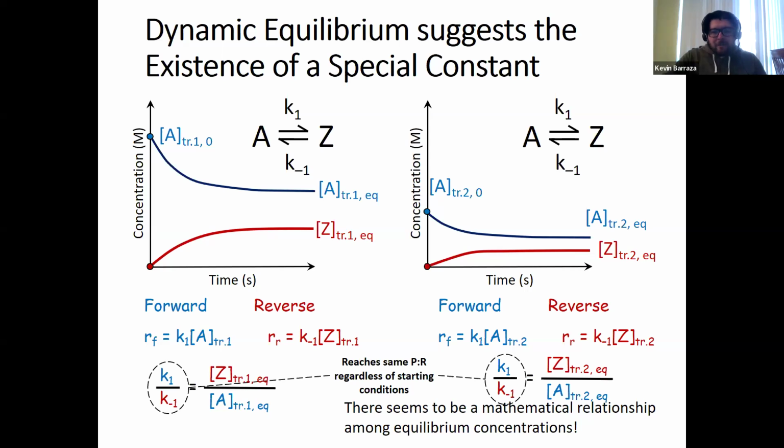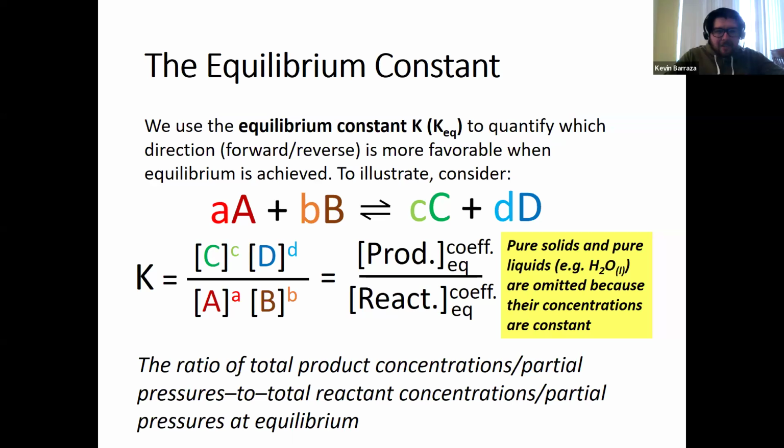So that's telling us there must be an important mathematical relationship among the equilibrium concentrations. If I have a reversible reaction, there is something special about the concentrations when I get to equilibrium. Whoa, that's crazy. So let's go ahead and establish what that is. That special ratio is a number that we are going to spend a lot of time with. So let's get to it.